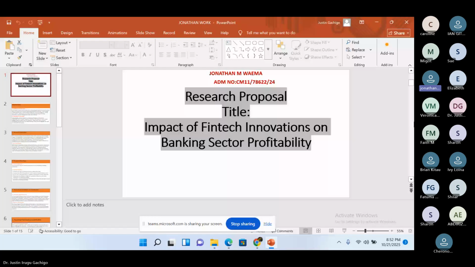Then I will go to research objectives. The general objective will be to examine the impact of FinTech innovations on profitability of banking institutions. The specific objectives will be to identify the types of FinTech innovations that have been adopted by banks over time. Then I'll analyze the relationship between FinTech adoption and profitability metrics. I'll also be checking the moderating effects of the regulatory environment on these relationships. And I will also be determining the influence of bank size, operational efficiency, and market competition as moderating variables. Then I will also aim at building a conceptual framework illustrating the relationship between FinTech innovations and bank profitability.